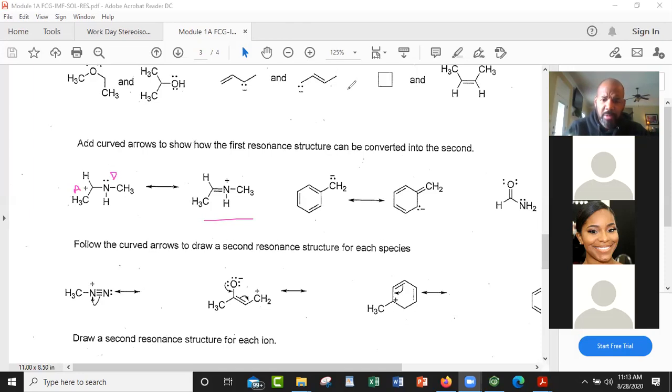What would you do here to go from here to here? What arrows would you put in to do that? The arrow from the lone pair? Good. You always start at your source of electrons, and then you're going to put it here. Do you see that? I stop the arrow where I want the electrons to go. And so I want those electrons to become a pi bond between this carbon right here and nitrogen. So I put the arrow between them.